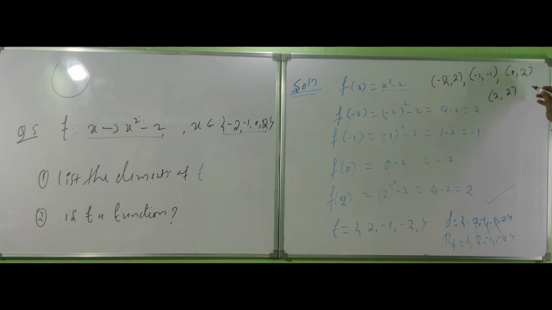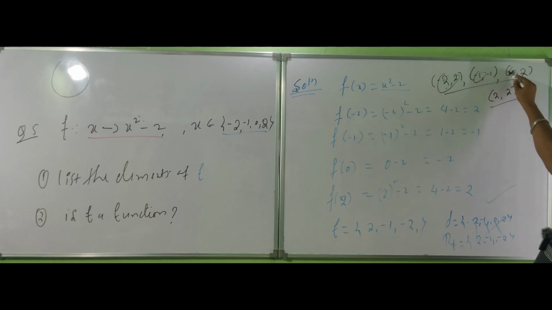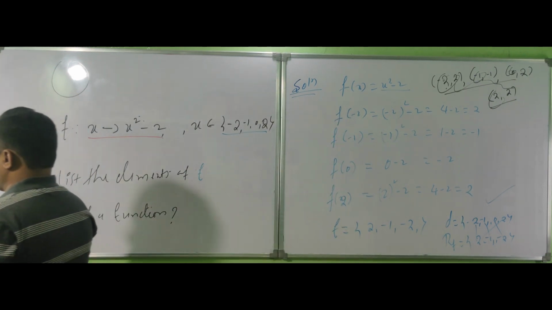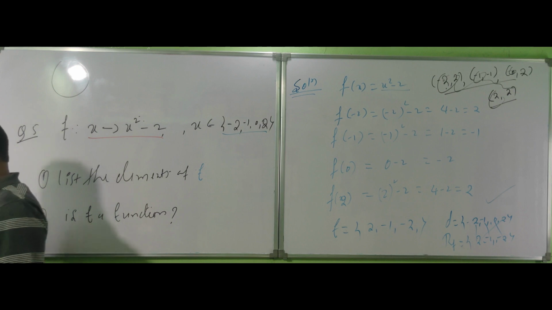Each input is different. This is different, this is different, this is different, and this is different. We have different elements. f is a function. So next, example 6 is there.